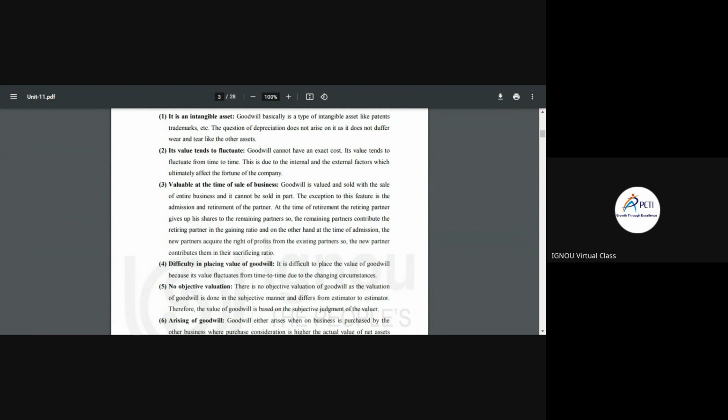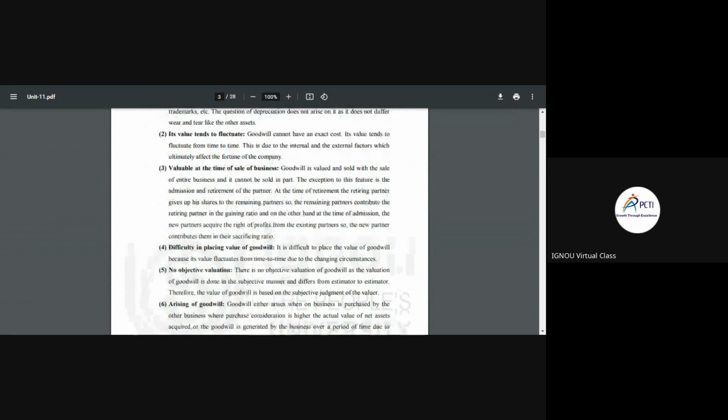Third one is valuable at the time of sale of business. The goodwill is valued and sold with the sale of the entire business, and it cannot be sold in part. The exception to this feature is the admission and retirement of a partner. At the time of retirement, the retiring partner gives up his share to the remaining partners, so the remaining partners contribute to the retiring partner in the gaining ratio. On the other hand, at the time of admission, the new partner acquires the right of profits from the existing partners, so the new partner contributes to them in their sacrificing ratio.